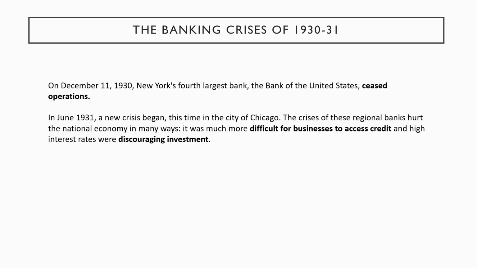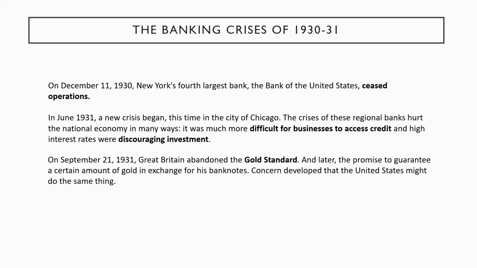First, they made it much more difficult for businesses to access credit. Even if they had managed to negotiate loans, interest rates would have made them prohibitive. On the 21st of September 1931, Great Britain abandoned the gold standard, and later they promised to guarantee a certain amount of gold in exchange for its banknotes.